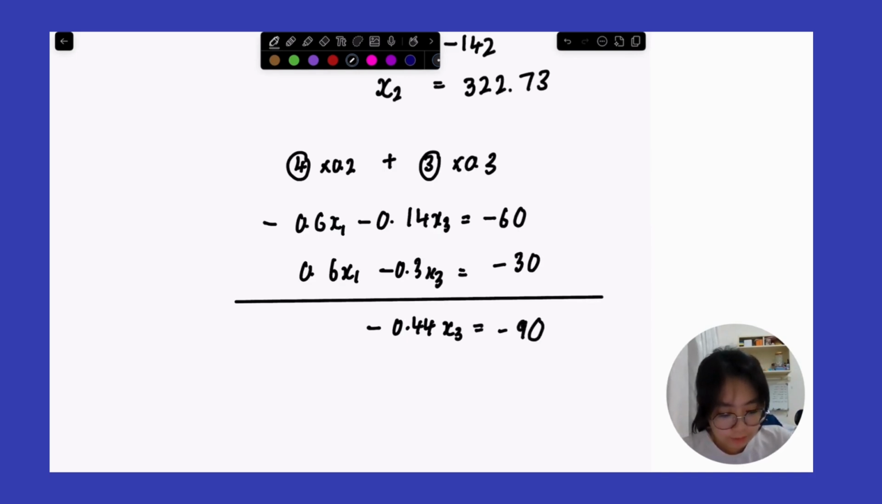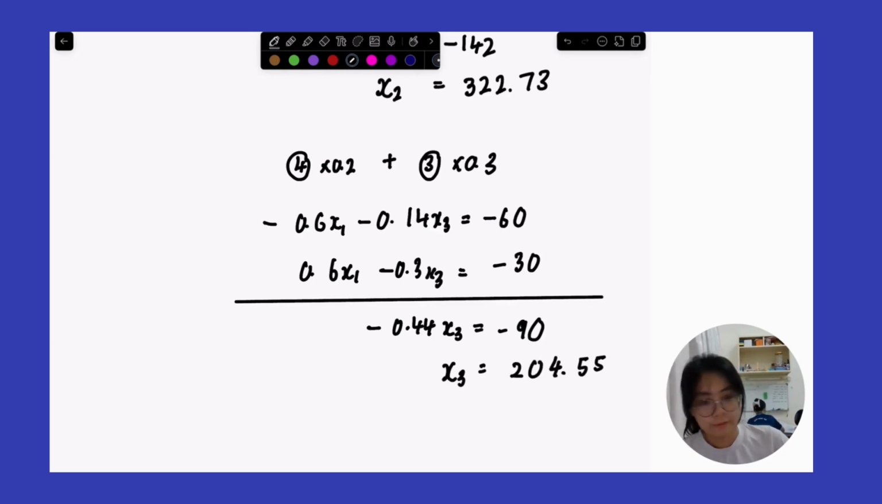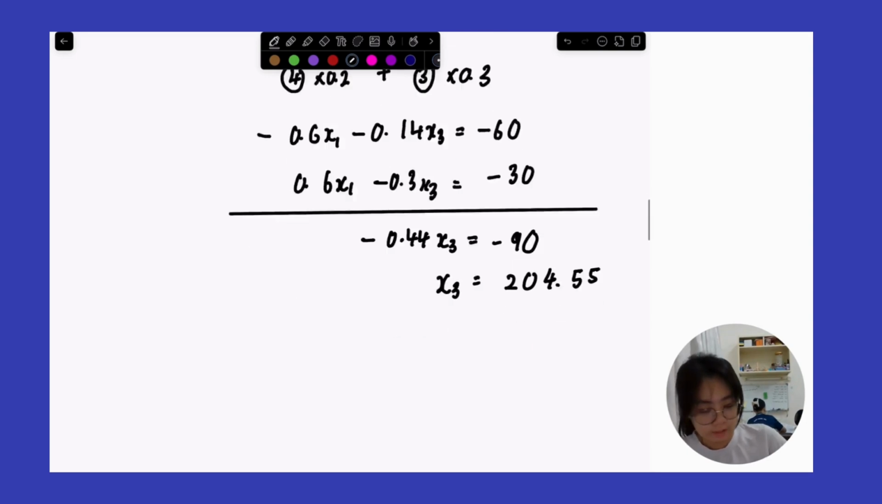So negative 0.06x1 plus 0.06x1, you will eliminate. So we can find our x3. So x3 equal to 204.55.